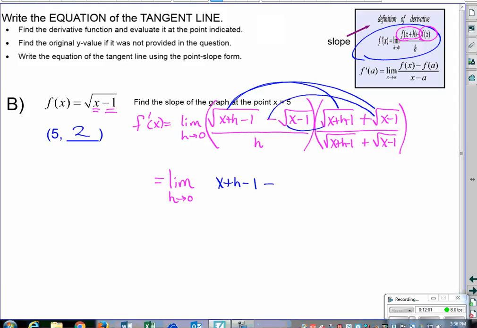And I'm left with my last term. And the last times the last will give me a negative times a positive. So that'll be a negative. And square root times square root will be a perfect squaring. So I get x minus 1. Be sure to enclose that in parentheses because we have in front of it a negative sign that must be distributed. On the bottom, I get h times the square root of x plus h minus 1 plus the square root of x minus 1.